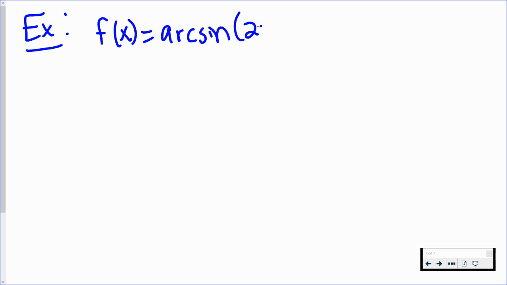So let's take a look at a problem. Let's just start with a basic one and find a derivative. So let's say that we have f of x equals arc sine of 2x. We're going to start very basic. And we want to find f prime of x. We just want our simplified expression for f prime of x. Remember we said derivative of arc sine of u is u prime over square root of 1 minus u squared. So let's take that derivative.